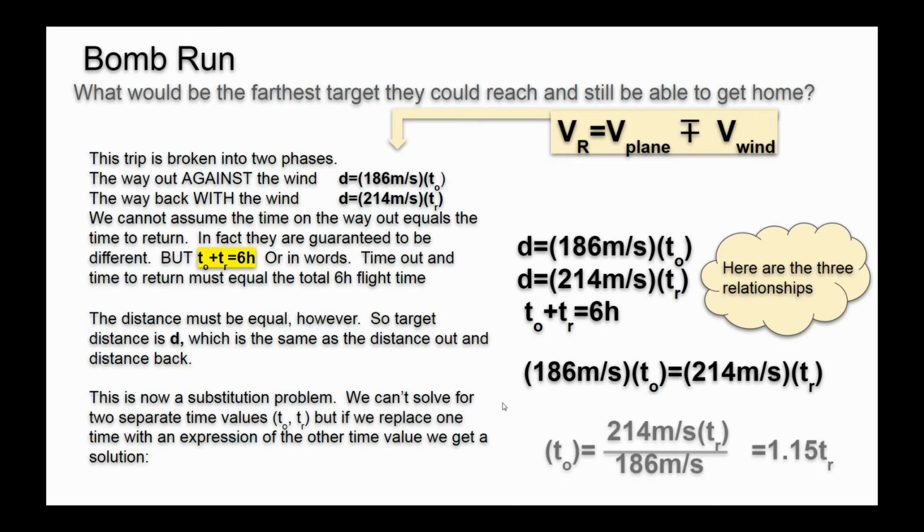Now we can relate the times to each other. If I take the 186 and move it to the other side, I'm getting that the time going out is going to be a ratio of the speeds. We get that the time going out is 1.15 times longer than the return trip. We don't know the return time, but we now know that it's going to take you 15% longer to go out than go home. And this is what's going to let us find that time.